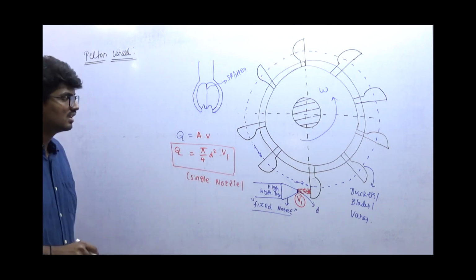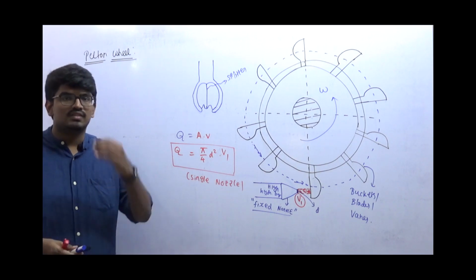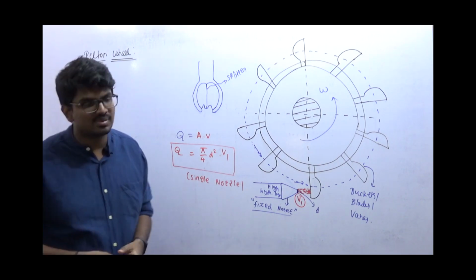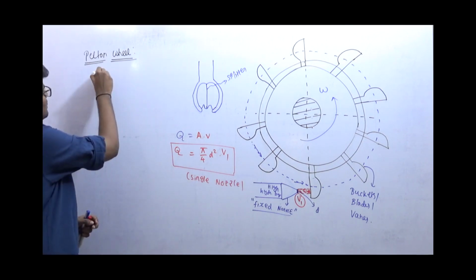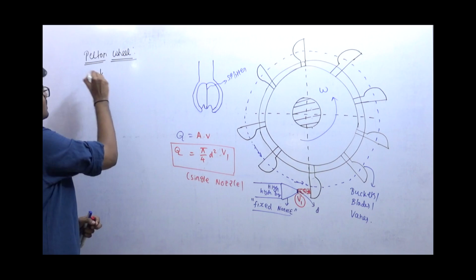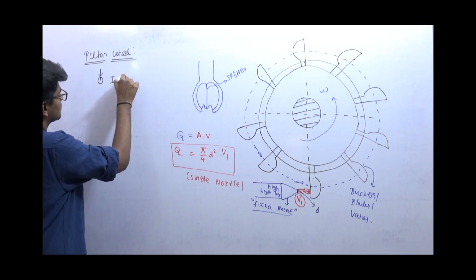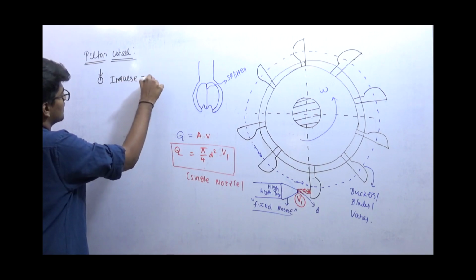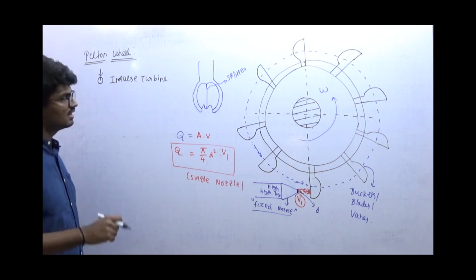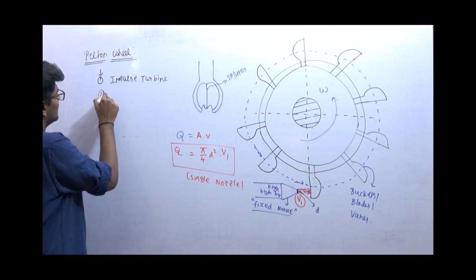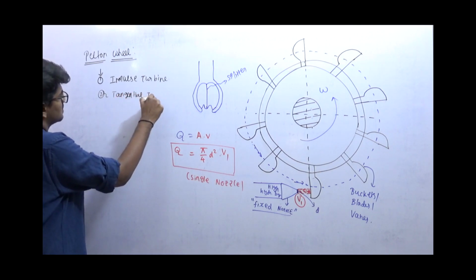Now come back to the definition of a Pelton wheel. Suppose they ask you to define a Pelton wheel. What is a Pelton wheel? What is a Pelton turbine? How to define it? Listen, it's very simple. A Pelton wheel is, first thing, an impulse turbine. What is meant by impulse turbine? We already know there is no centrifugal effect and no reaction effect. It is a tangential turbine.